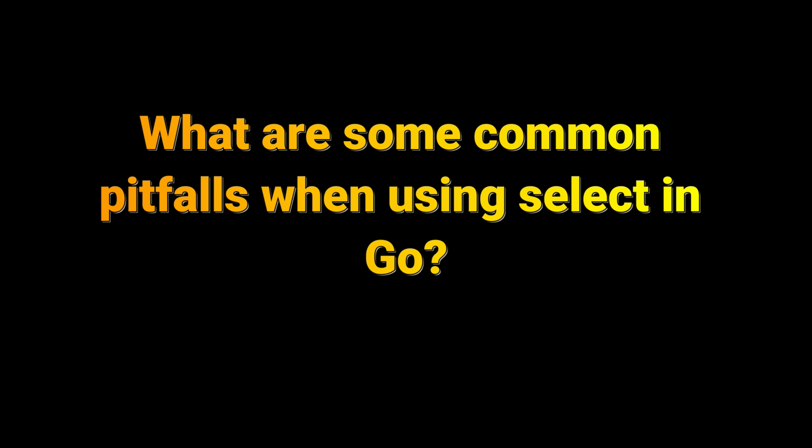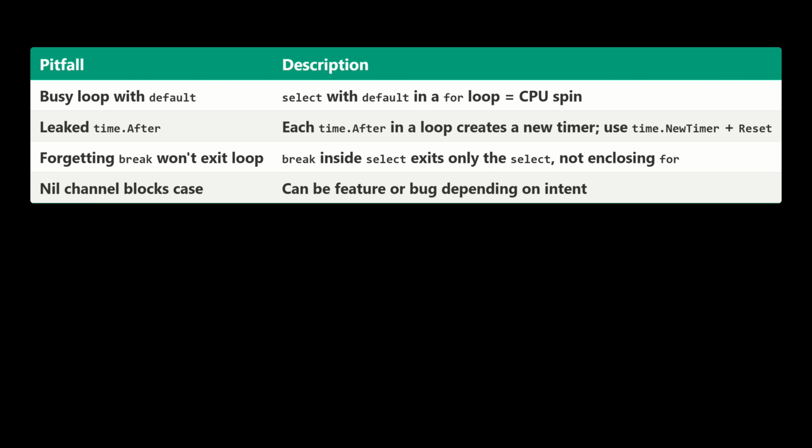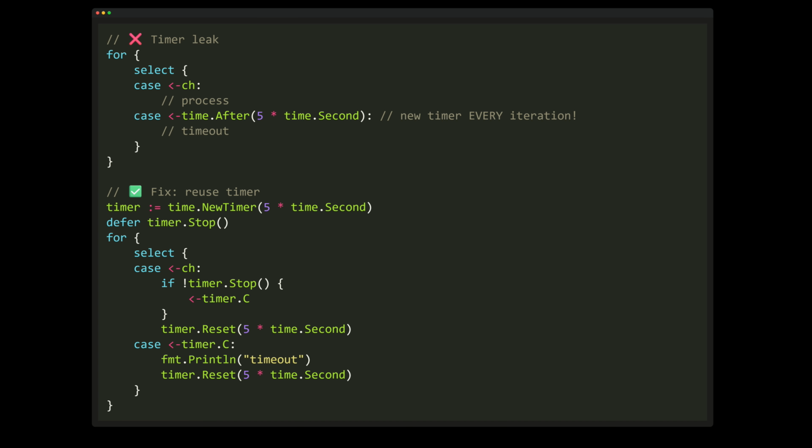Question: what are some common pitfalls when using select in Go? There are several pitfalls to watch out for. First, using select with a default case inside a for loop can create a busy loop that spins the CPU and wastes resources. Second, calling time.After inside a loop creates a new timer each time, which can leak memory. It's better to use time.NewTimer and Reset. Third, a break statement inside a select only exits the select, not the surrounding for loop, so you need to use labels or return to exit the loop. Fourth, nil channels will block their case forever, which can be useful as a feature, but might also be a bug if you don't expect it.